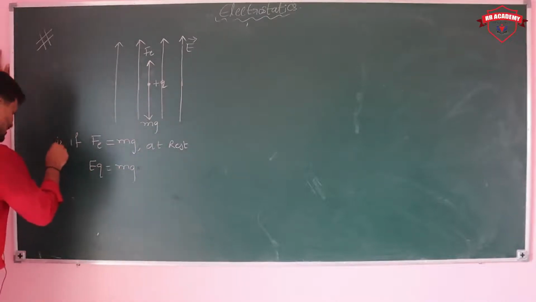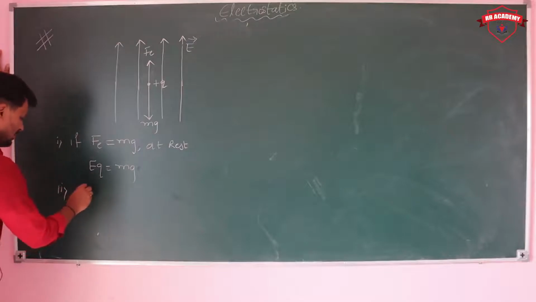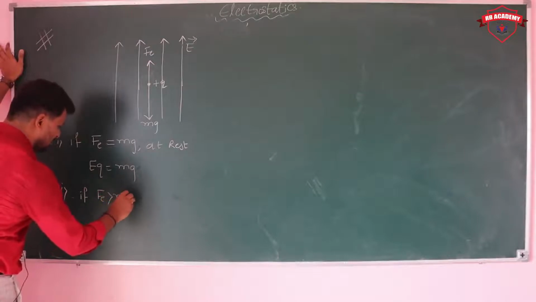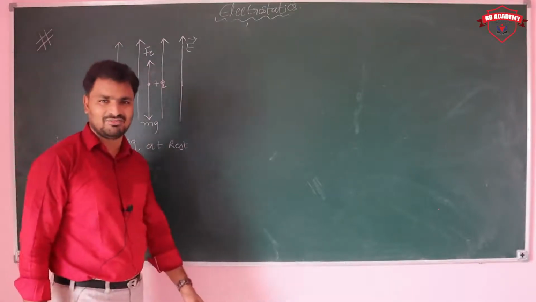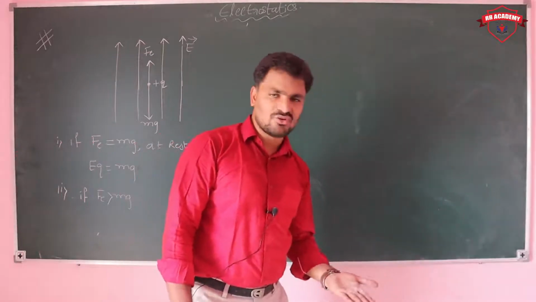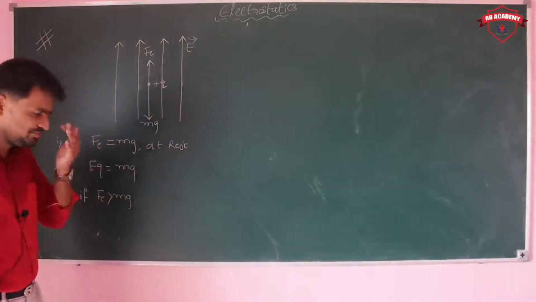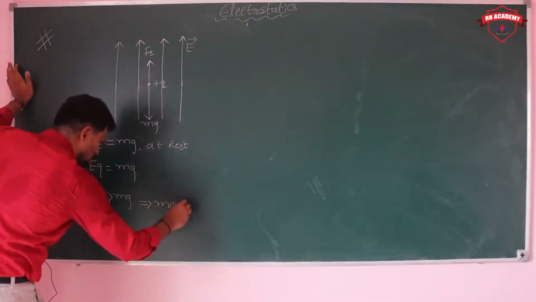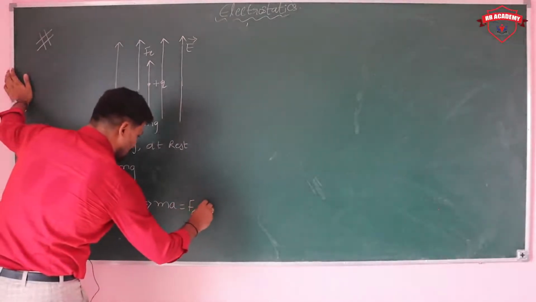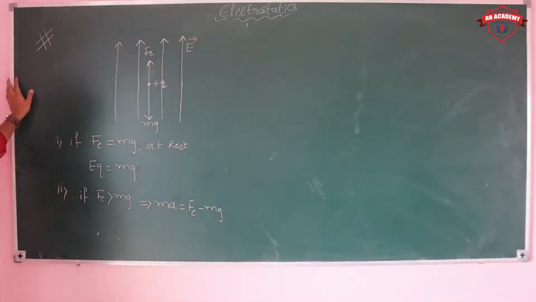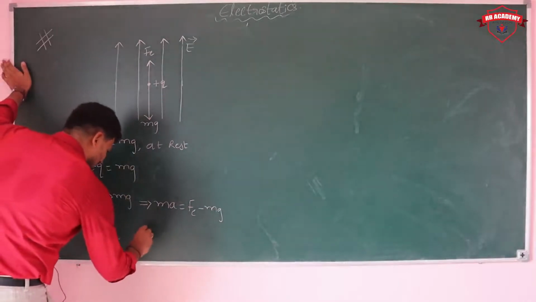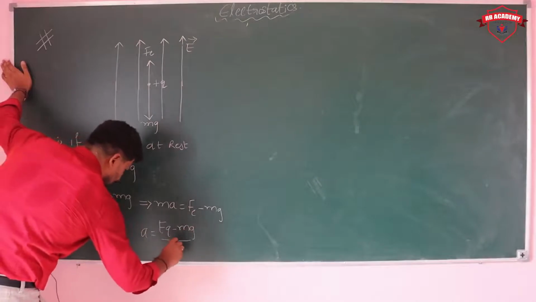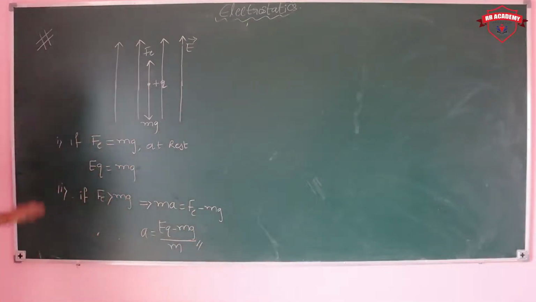In case the electrostatic force is greater than the weight of the body, then the particle starts to accelerate in the direction of the greater force. This force is maximum, so the net force acting on the body is equal to electrostatic force minus weight of the particle. Here the acceleration of the particle is (Eq minus mg) upon m.